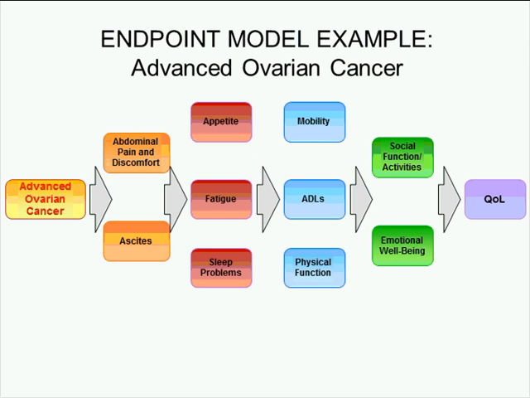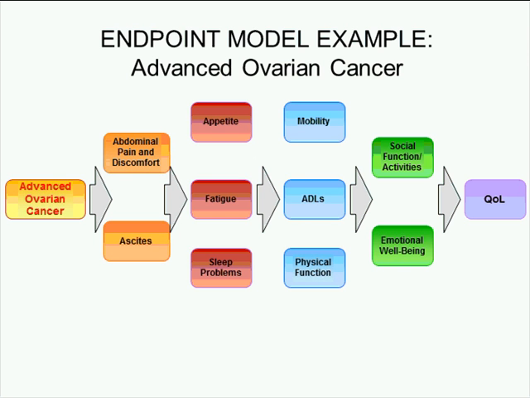Those, in turn, would logically have an effect on things like appetite, early satiety, fatigue, and sleep problems, which over time would logically accumulate into trouble getting around with basic mobility, activities of daily living, and general physical function. And they might even have an effect on leisure activities and social function and getting along with family and friends and in being able to enjoy one's life and one's mood, one's emotional well-being. All of these things contribute to a global impression of quality of life.